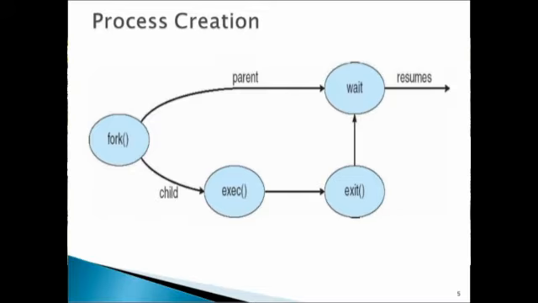A process may be created by another process using fork. The creating process is called the parent process, and the created process is the child process. A child process can have only one parent, but a parent process may have many children. Both the parent and the child processes have the same memory image, open files, and environment strings. However, they have distinct address spaces.